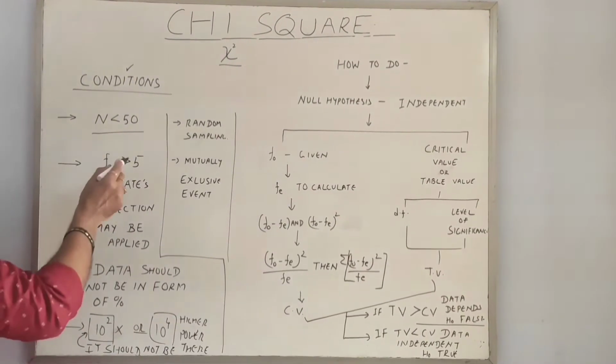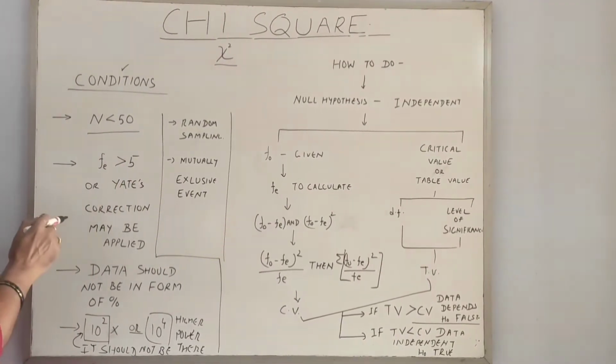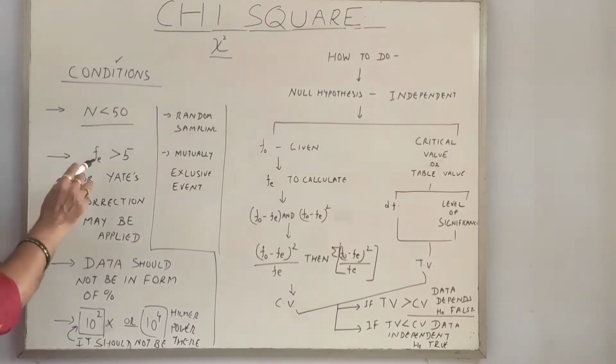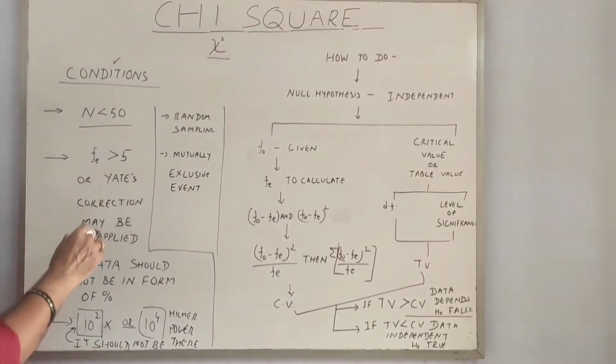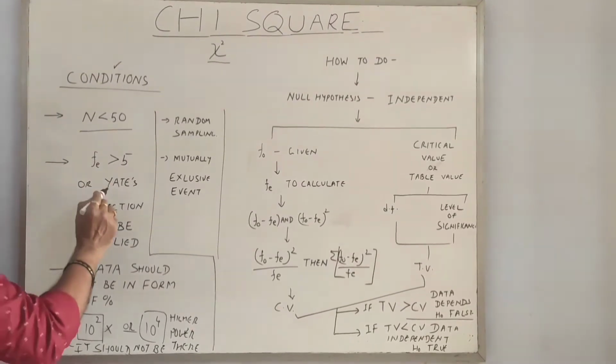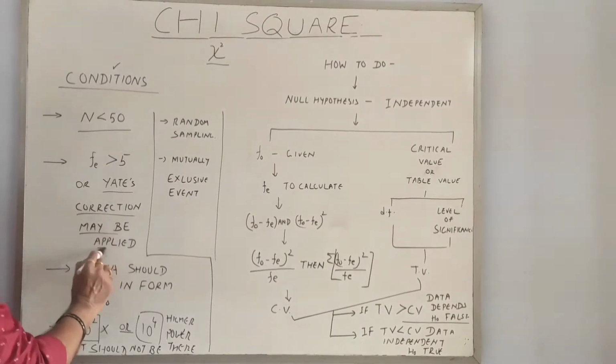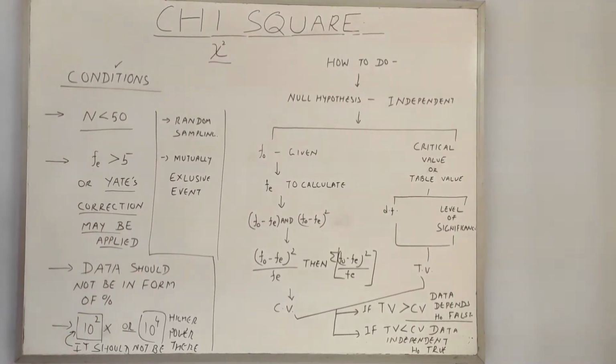Second, our observed frequency, whatever comes, should be greater than 5. So it should have a good number of observed frequency and it should be greater than 5. If it is less than 5, then yes, correction may be applied. That I will be telling you in my questions.